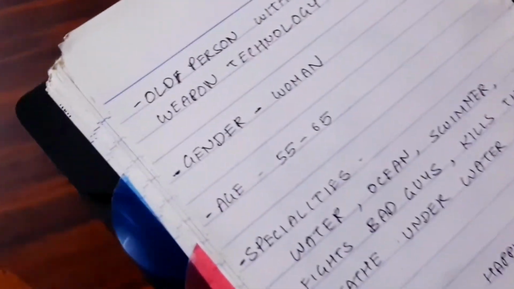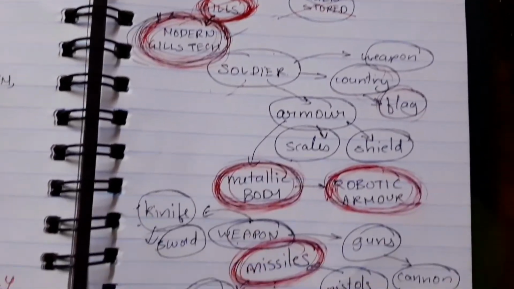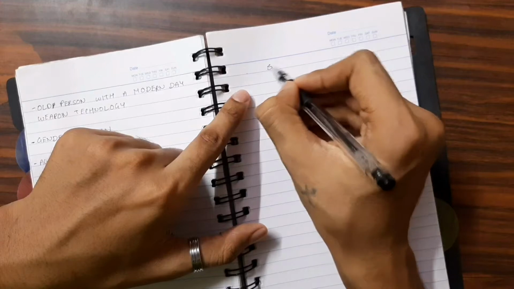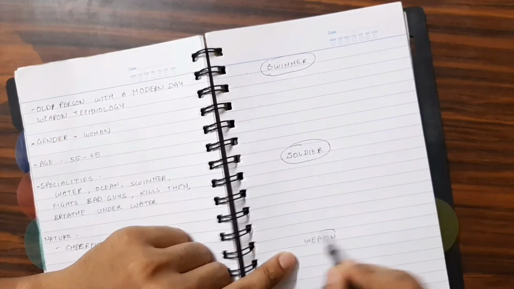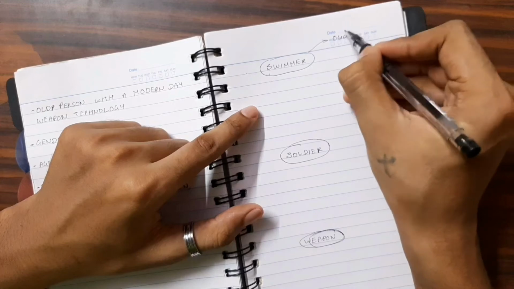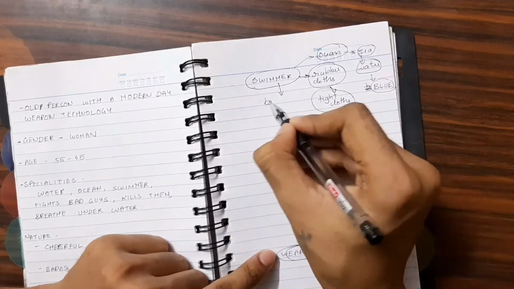That brings us to the second step, the brainstorming. The process that I use for brainstorming is also called as mind mapping. I would jot down some key factors of the character. In this case, it would be a swimmer, soldier, and weapons. Now, I would take the first point and jot down whatever comes to my mind until a network of thoughts and ideas is built.